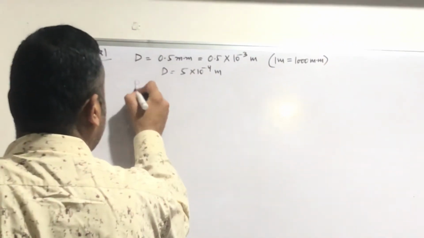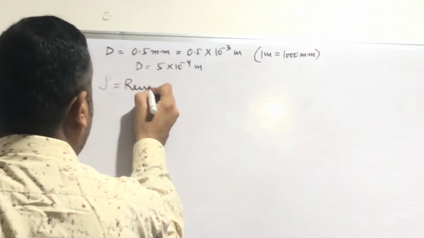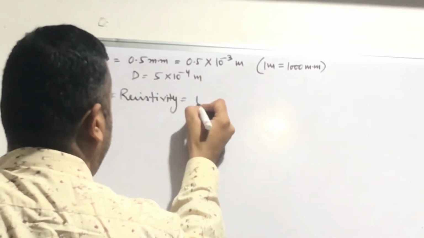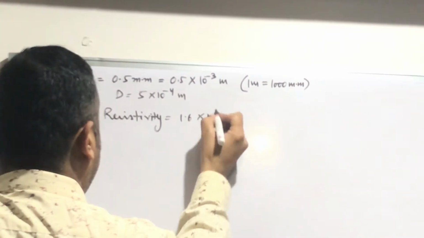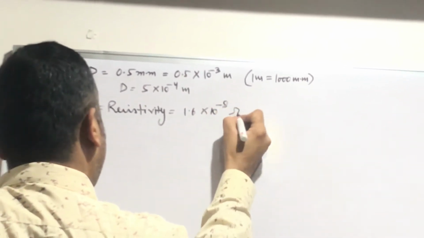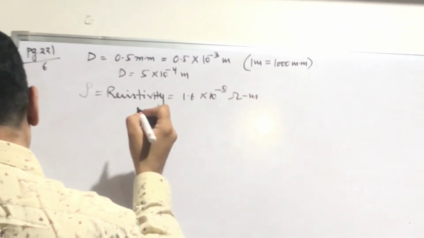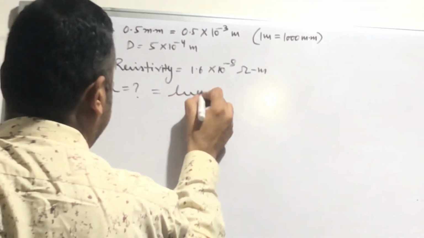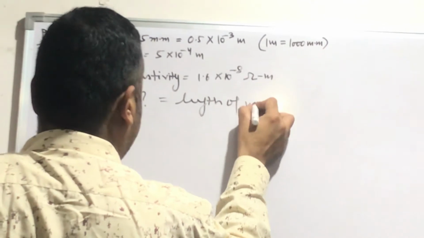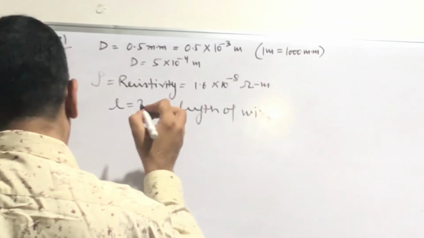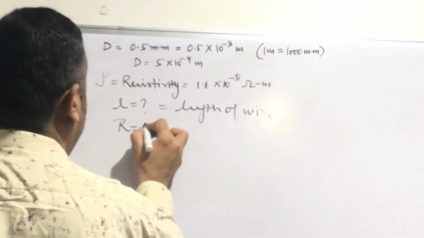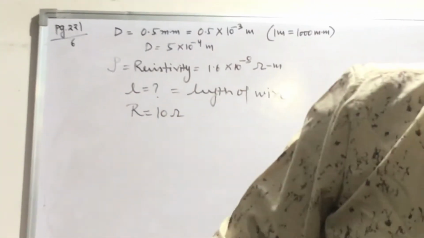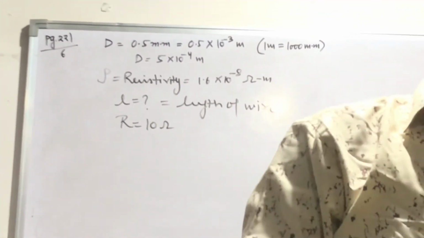Resistivity rho is given to us. Resistivity is 1.6 into 10 to the power minus 8 ohm meter. Length we have to find out. Whereas resistance is given to you, 10 ohm. As I have told you, the formula for resistance is R is equal to rho into L upon A.